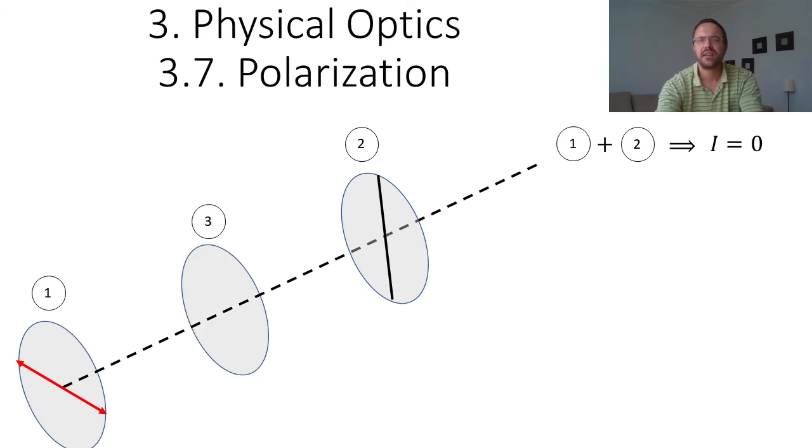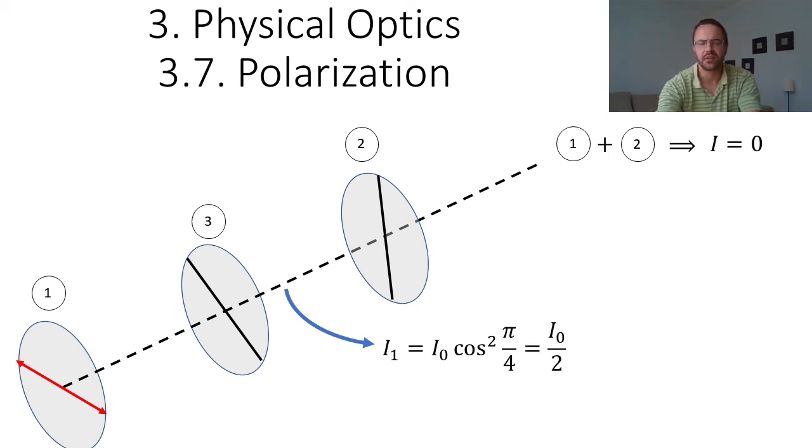But if we add another polarizer in between, and the polarizing axis is 45 degrees from polarizer number 1 and number 2, then what will be the intensity just after this intermediate polarizer? According to Malus's law, it will be I naught cosine square of the angle between polarizer number 1 and polarizer number 3. So cosine square of pi over 4, which you can simplify as I0 over 2.